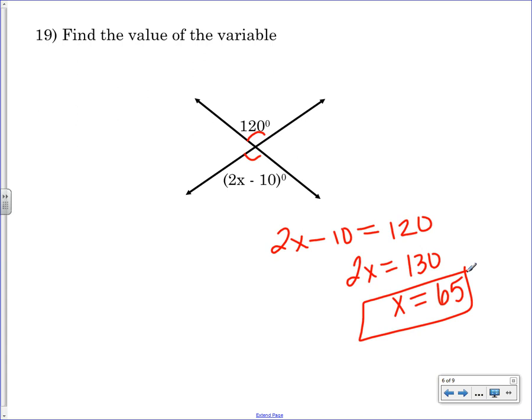I'm sorry, I can't hear you. Say it louder. What did he say? This is not degrees. X is 65 is not degrees. Oh, got it. Yes, those little circles are degrees. X itself is not degrees, but when you plugged it back in, you would get however many degrees this is, which it should be 120, right? Anybody lost it all? Pretty easy.